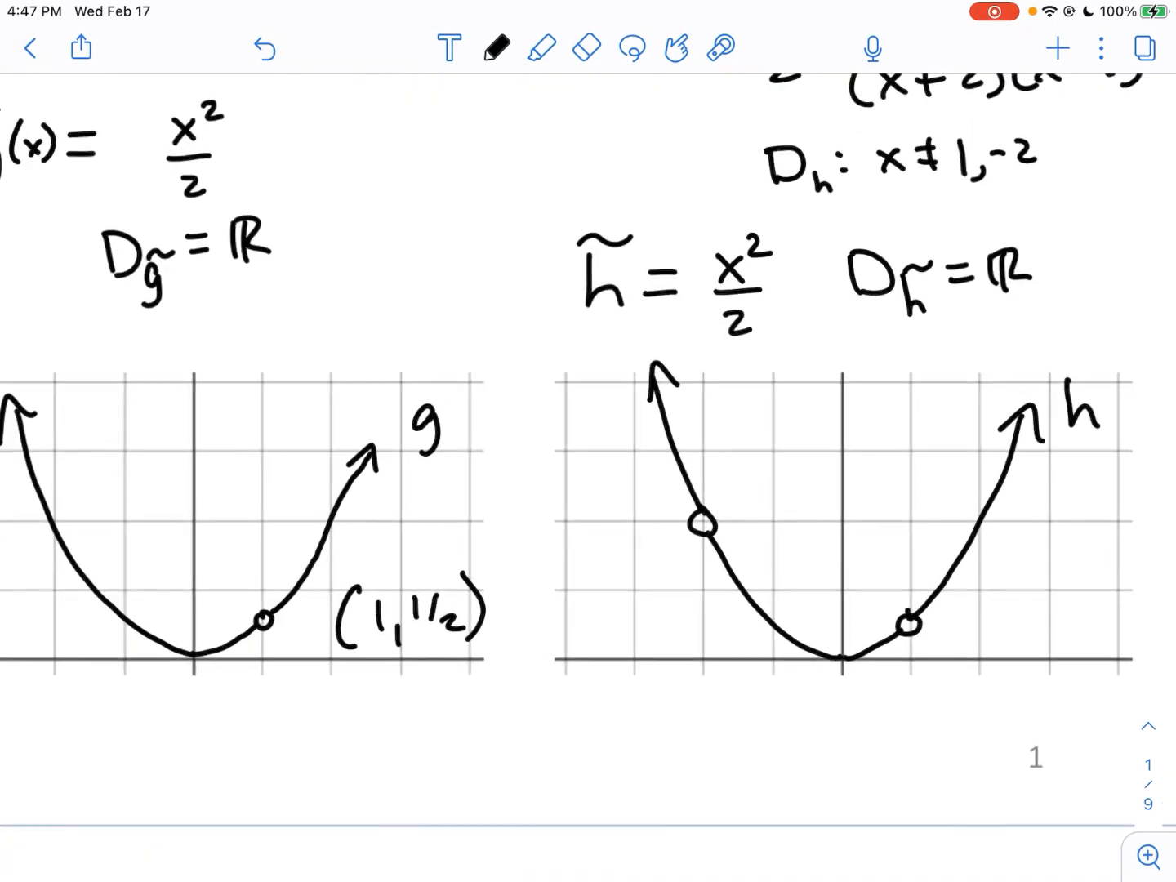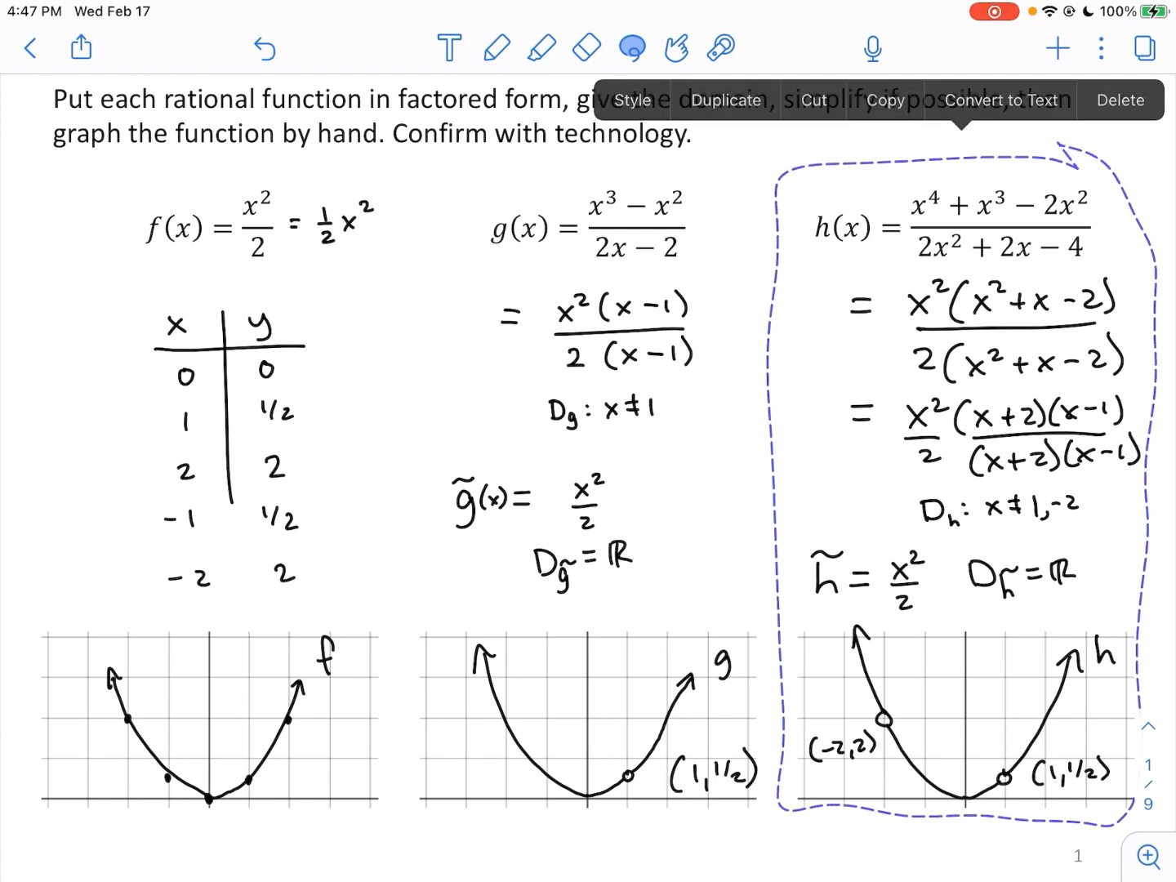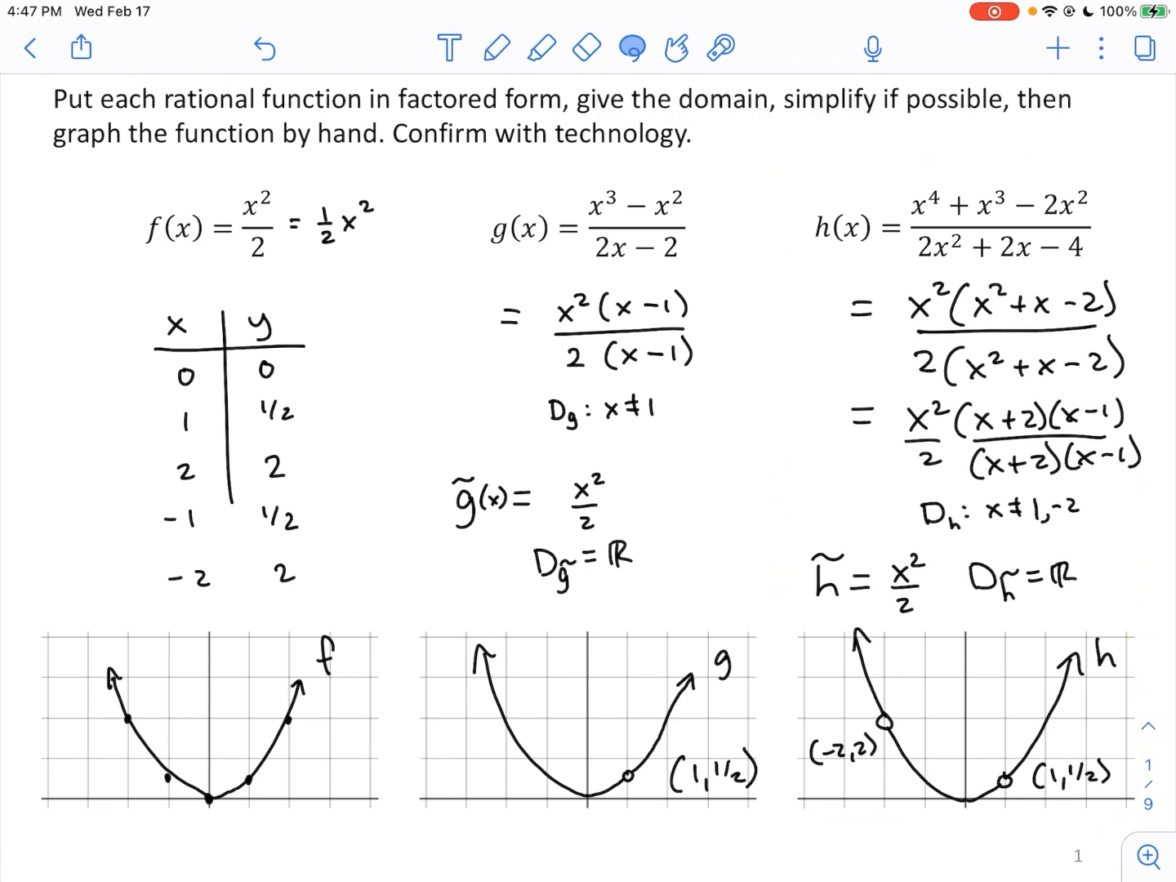2 missing points. If I started with this and I said, hey, where are the missing points? Then what you would want to do is simplify h down to h tilde, graph that, but then remember these 2 domain restrictions, and to figure out the y coordinates, you simply have to plug these domain restrictions one at a time into the simplified version, into h tilde.